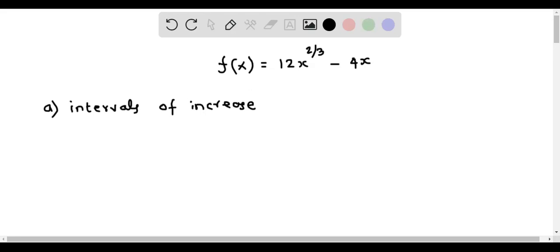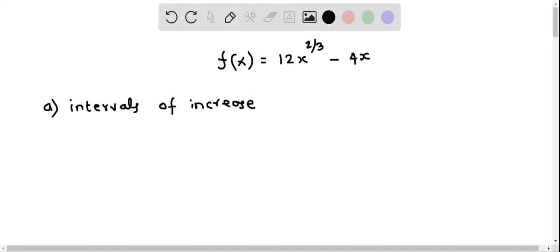In part A, we determine the intervals of increase. We have been given this function f of x equals 12x^(2/3) minus 4x. So to determine the increasing or the decreasing intervals, we should find the critical points of the function. And this is determined by solving the equation f prime of x equals 0. That is, the derivative of the function f of x equals 0.